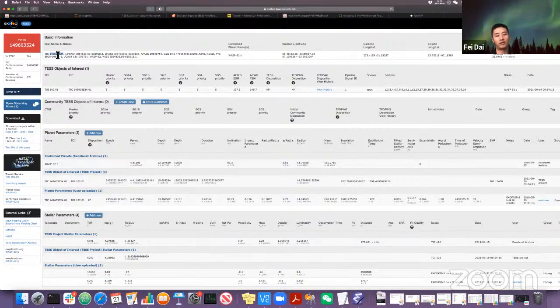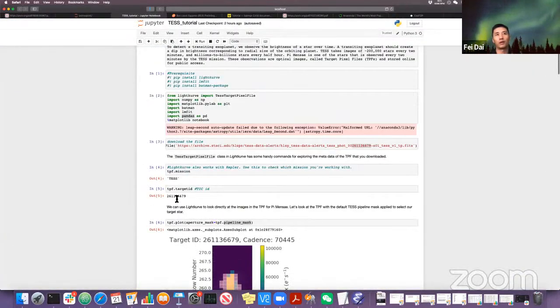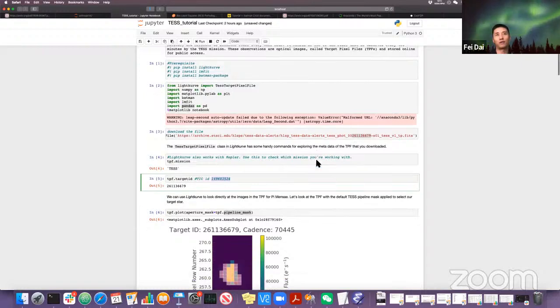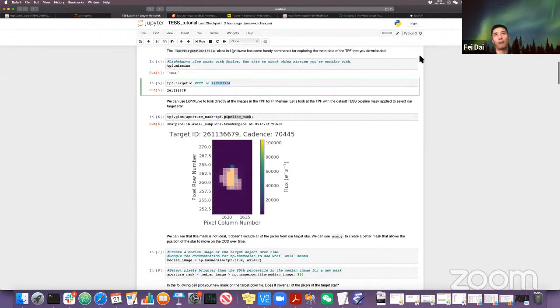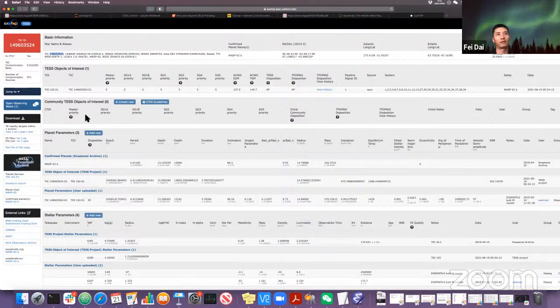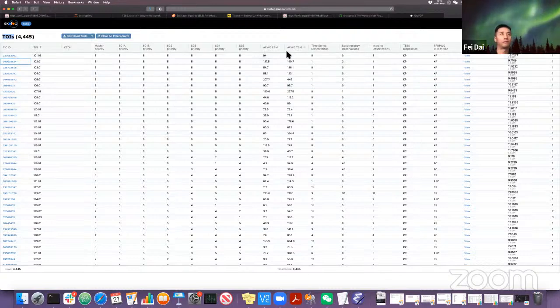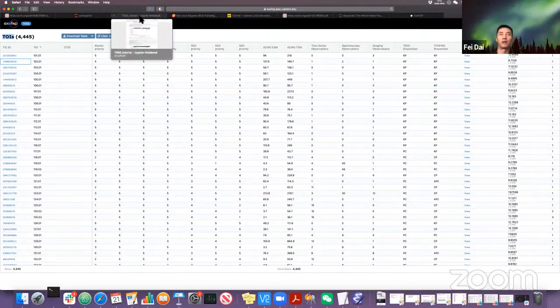So you can actually replace the TIC number we use in the notebook here. So here we have something 2611, and you can replace that system with a new system that you find interesting. You can download its light curve and do the same fitting exercise yourself. Well, there are more than 4,000 choices, so just pick maybe some planet that interests you most. Yeah, I think that was a quick introduction to TESS data. I think we have some time for questions.